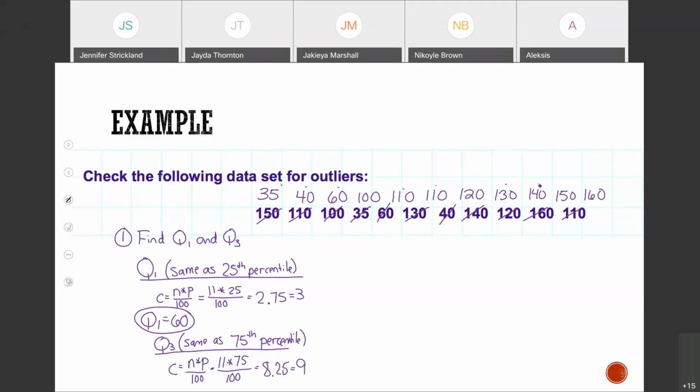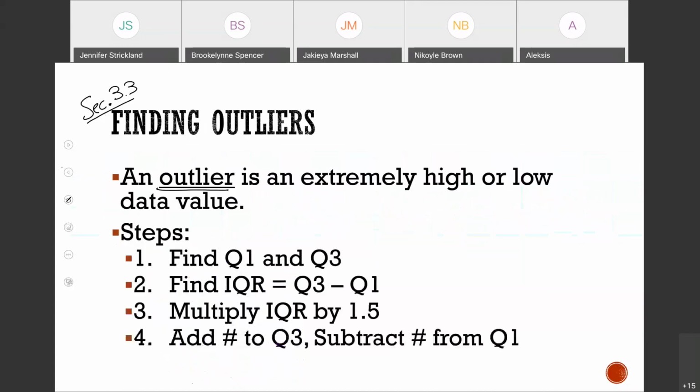So we're at 140. All right, any questions with that part? That's the first step. So no matter what the decimal is, you always round up. If it's got a decimal, you round it up. All right, step 2.